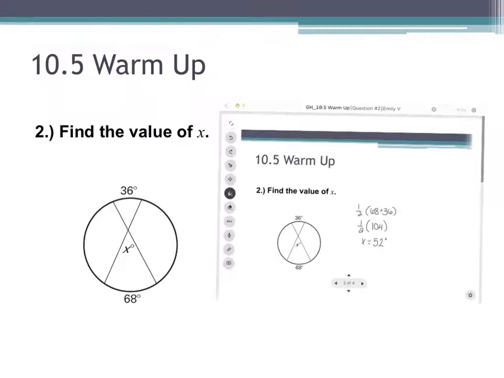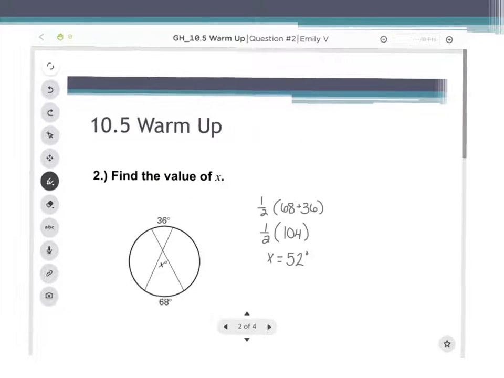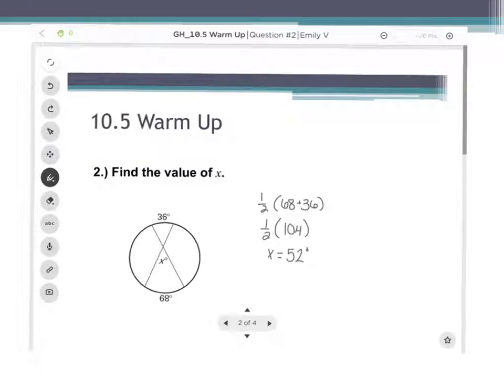Good. Okay, then we had 2 chords that formed that floating angle. Floating angle, I add the 2, divide by 2. This is Emily V's. 1/2 of 68 plus 36, which is 104. 1/2 of 104 is 52. Most people got that right. Raise your hand if you got it right. Good.